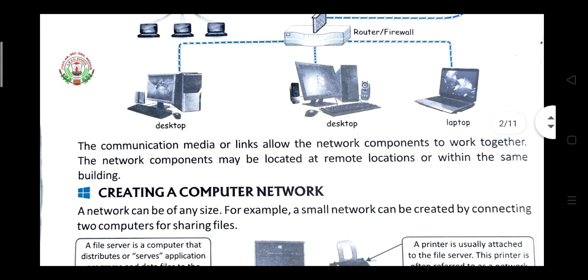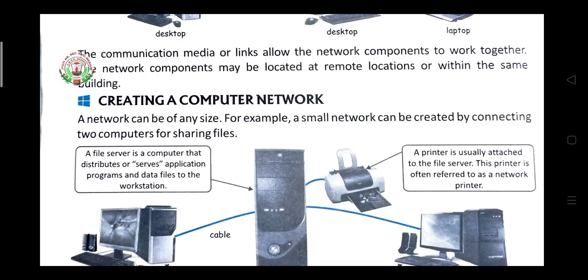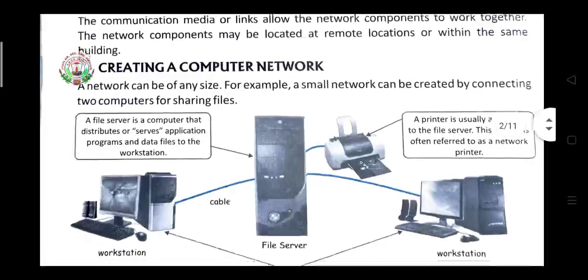The communication media or links allow the network components to work together. The network components may be located in remote locations or within the same building. You are able to configure the networking in a campus, in a lab or in a room. So a network can be of any size. For example, a small network can be created by connecting two computers for sharing files.